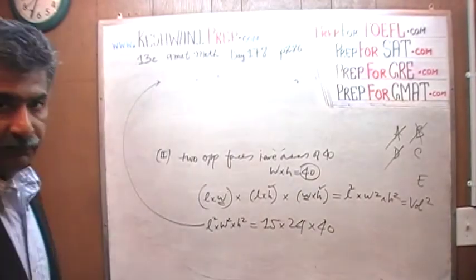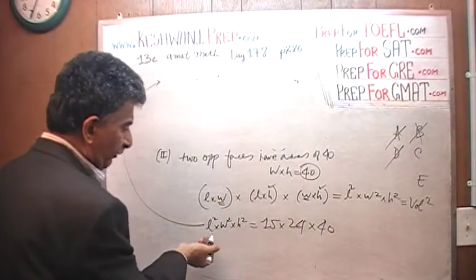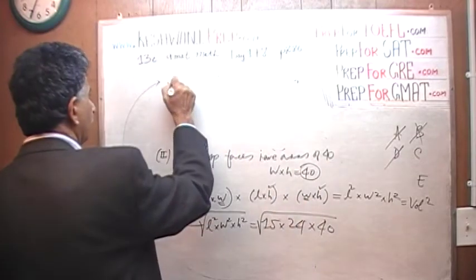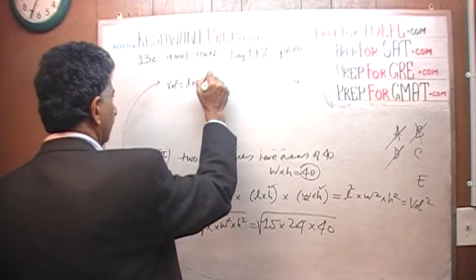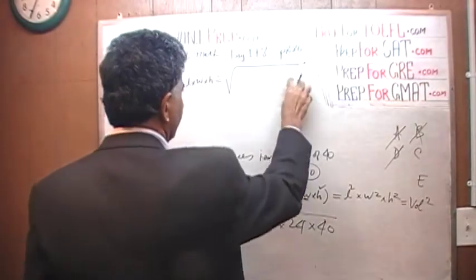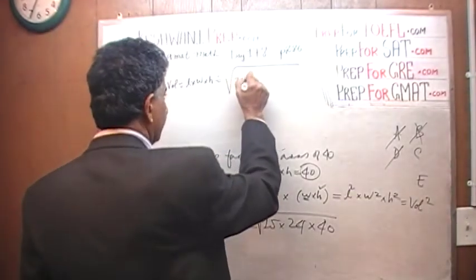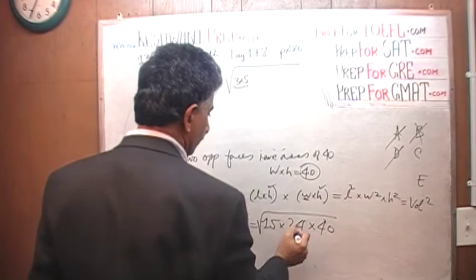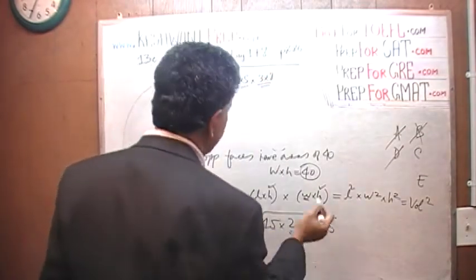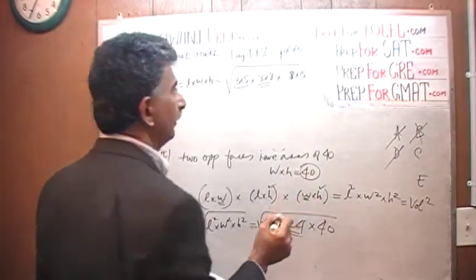And like I said, in a second we'll draw a picture and see what it looks like. In order to figure out the volume, we just take the square root of both sides. So volume equals length times width times height, which is going to be the square root of 15 times 24 times 40. 15 is not a perfect square, so let's break it up into 3 times 5. 24 can be written as 3 times 8. And 40 can be written as 8 times 5. What do we find?